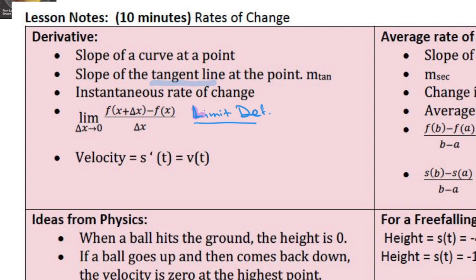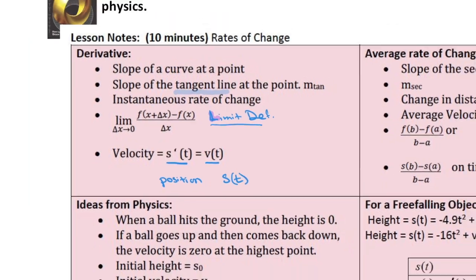So on the first day of class, you also worked with velocity. Velocity can be represented by v of t, and it is actually the derivative of position. So position in math class is generally called s of t, and the derivative of position is your velocity.